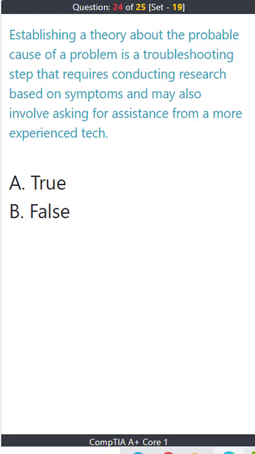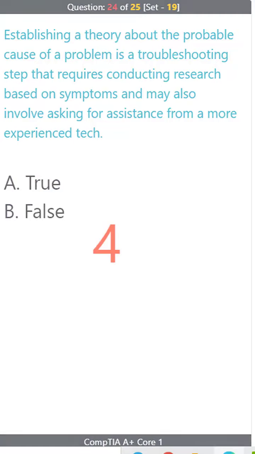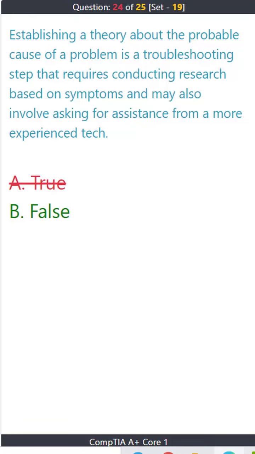Question 24. Establishing a theory about the probable cause of a problem is a troubleshooting step that requires conducting research based on symptoms and may also involve asking for assistance from a more experienced tech. A. True. B. False. The correct answer is B. False.